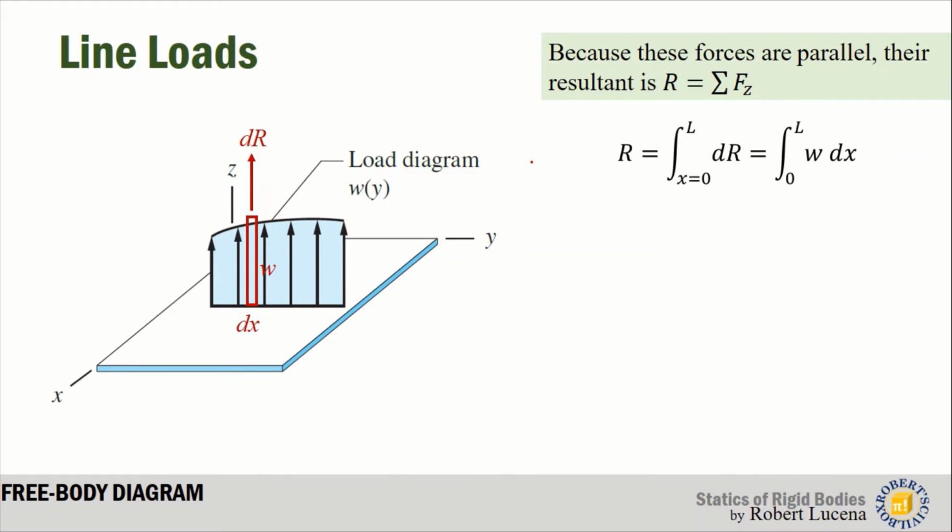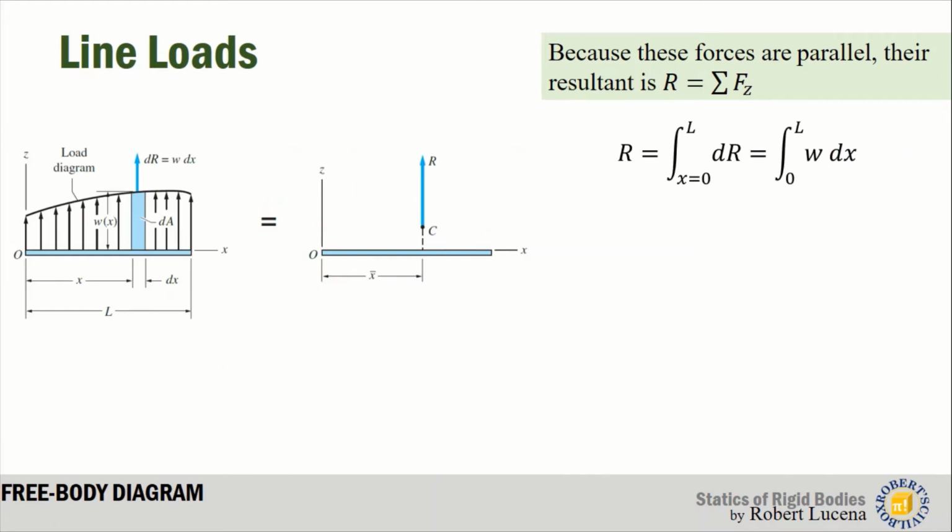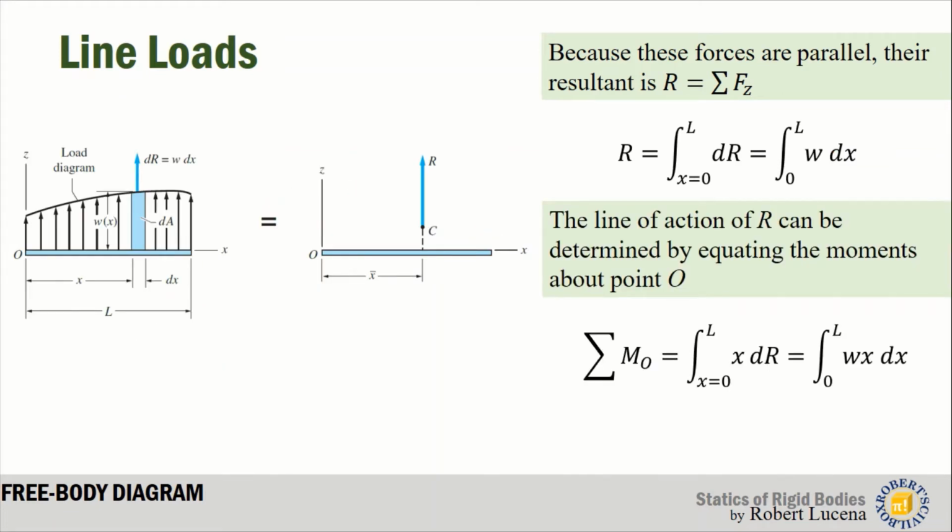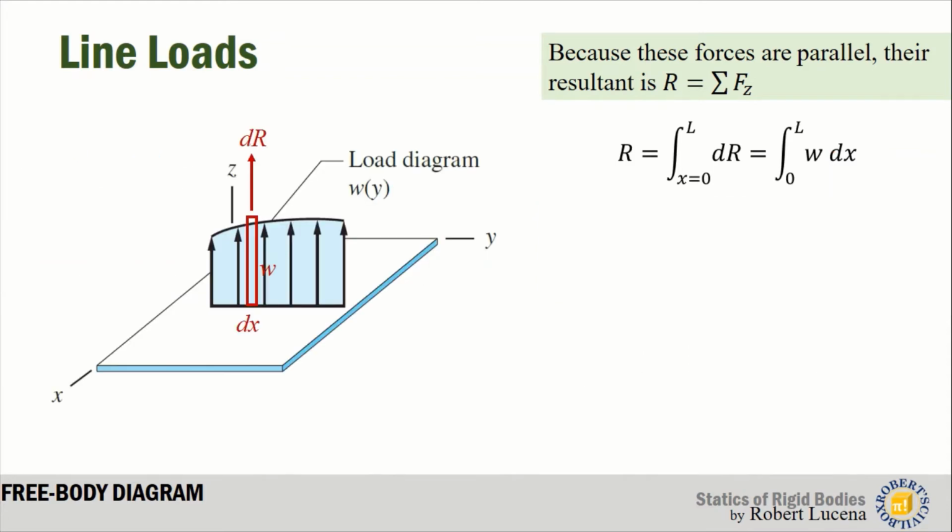Now if you sum up all the dR from 0 up to the length of the load diagram, that would be the integral of dR from 0 to L. And since dR is the area of the rectangular strip, you can replace it with w dx. And now we can say the total area of the load diagram is equal to the resultant of the load diagram. So simply put, you just have to get the area of that diagram to get the resultant force.